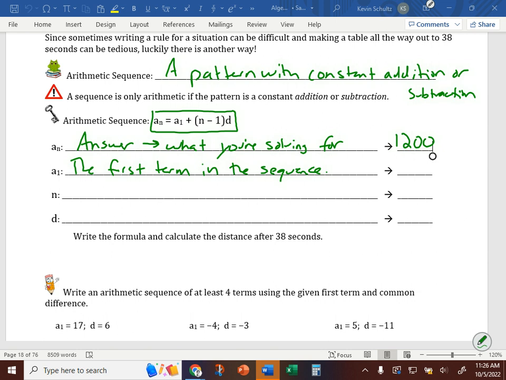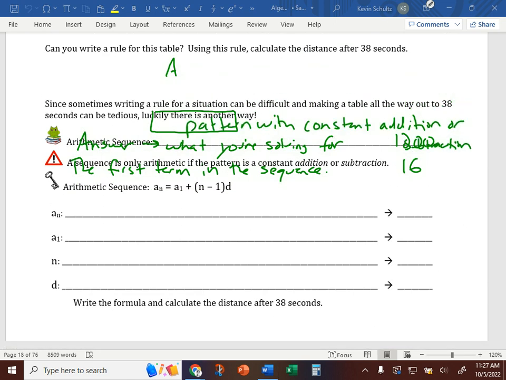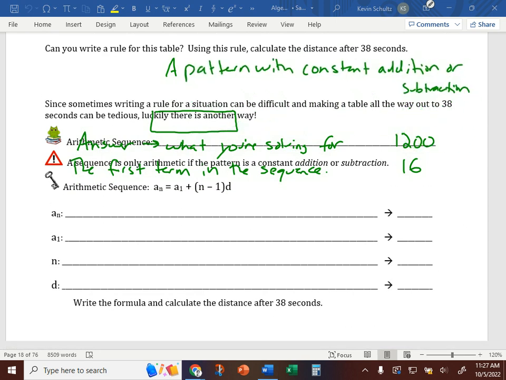Is it the t time? Well, in the table up above, we had 1 second, 16, 2 seconds, 48, 3 seconds, and so on. What was the first term in that sequence? In that pattern of adding 32, what came first, Colin? 16, okay? 16.